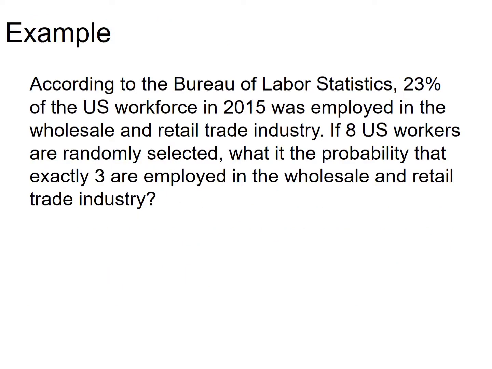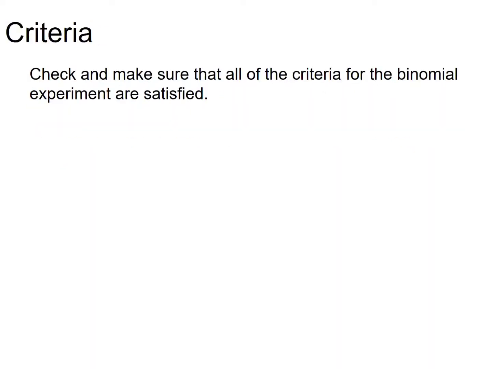Alright, so let's look at an example. According to the Bureau of Labor Statistics, 23% of the US workforce in 2015 was employed in the wholesale and retail trade industry. If 8 US workers are randomly selected, what is the probability that exactly 3 are employed in the wholesale and retail trade industry? So first things first is we have to check and make sure this is a binomial experiment and that all four requirements are satisfied. So the first thing is there must be a fixed number of trials.